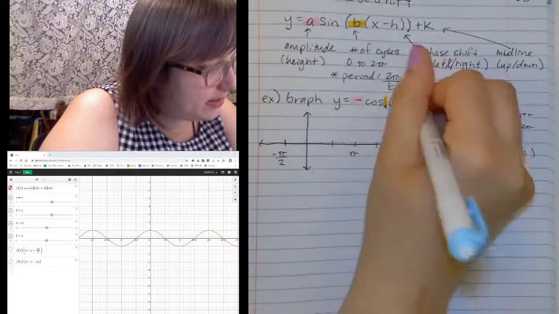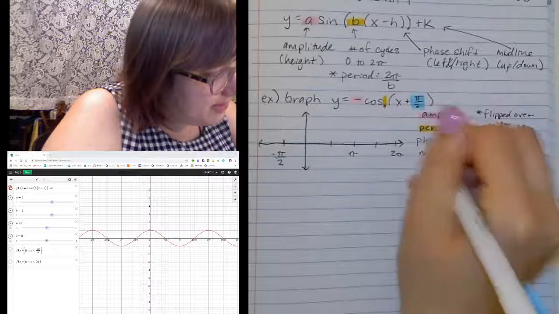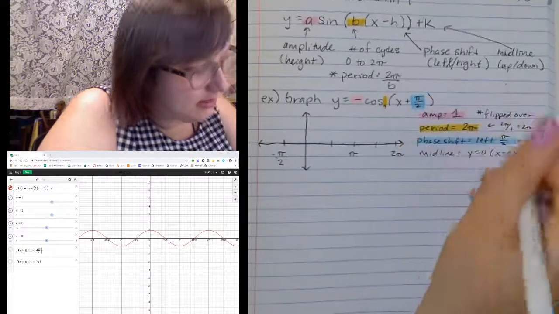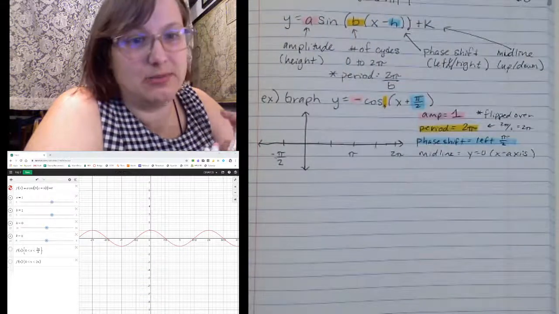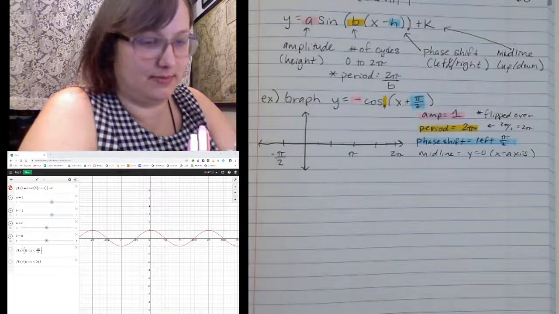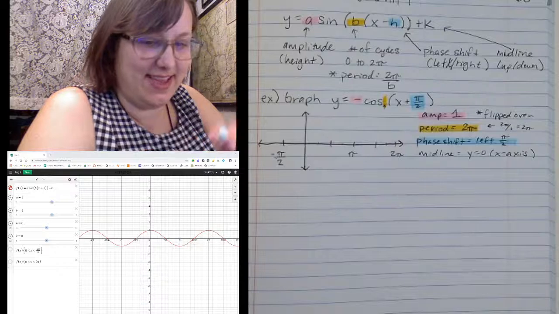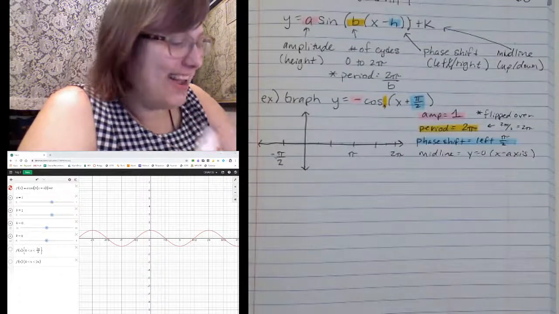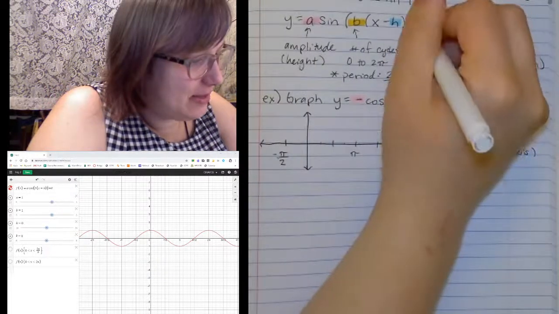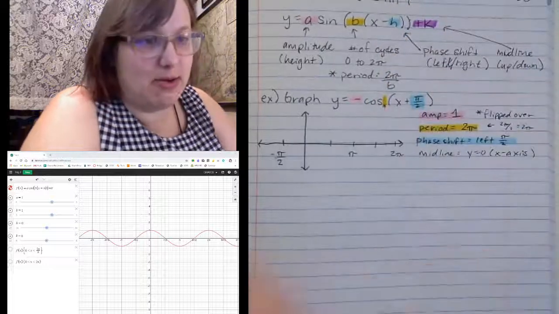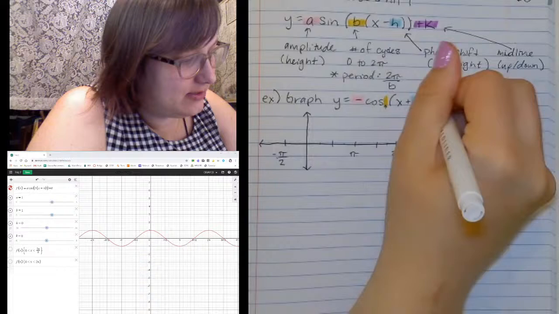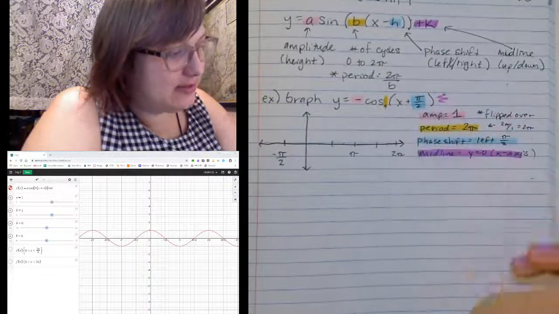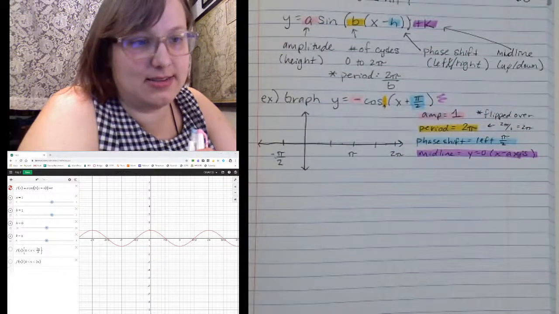This number right here is my phase shift. And this one's opposites. That's what the minus is for. It tells me it's opposites. And then I don't have a value for k, but I'm going to color it purple up here, so that way when I later have one, I'll know it's the midline. Because there's nothing here, the midline is normal, which is the x-axis.